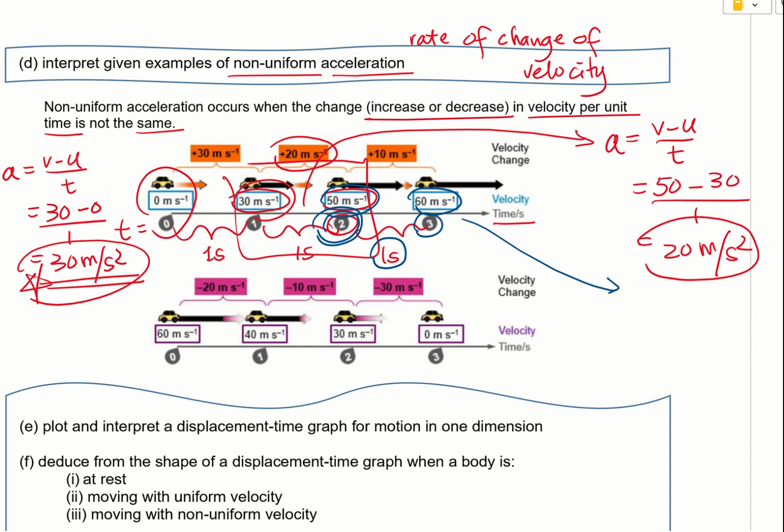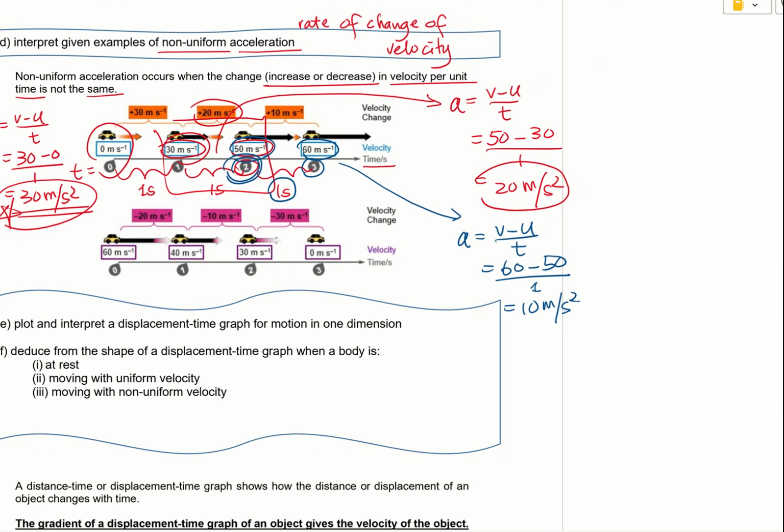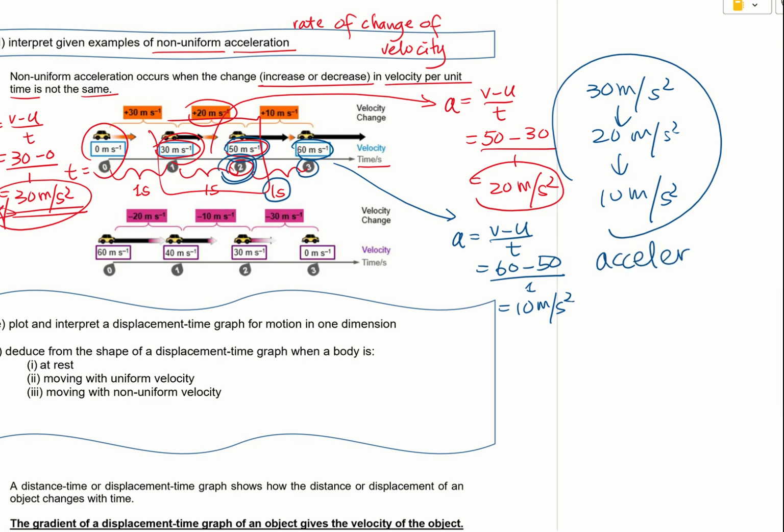Let's do our final calculation. a equals v minus u over t. So the final velocity is 60 minus the initial of 50. Now the time is 1. So we have an acceleration of 10 meter per second square, right? So you see that the acceleration actually decreases from 30 meter per second square to 20 meter per second square to 10 meter per second square. That means overall the acceleration is not constant.